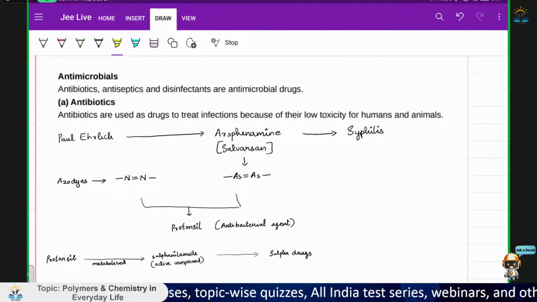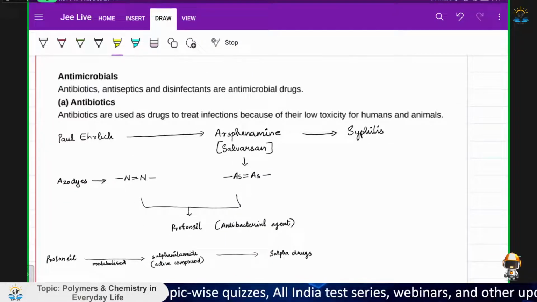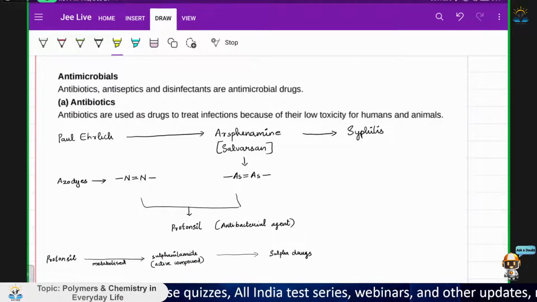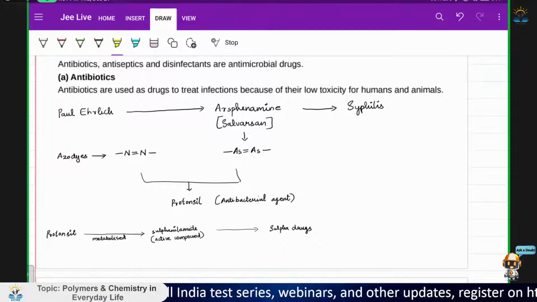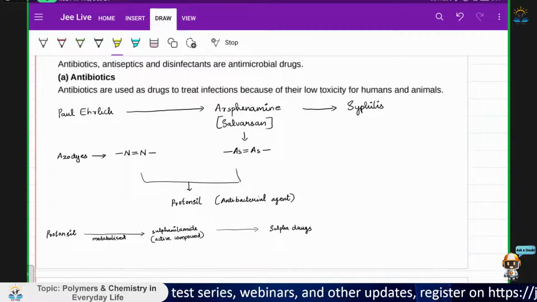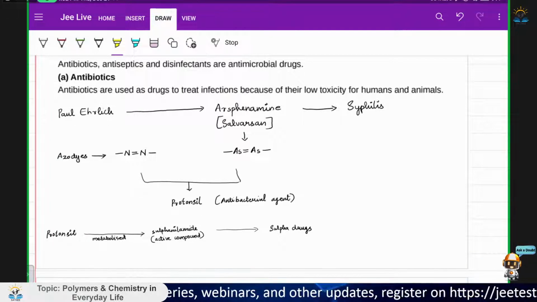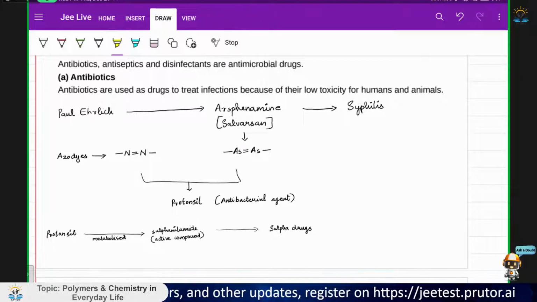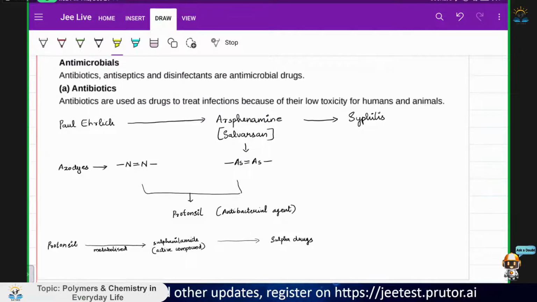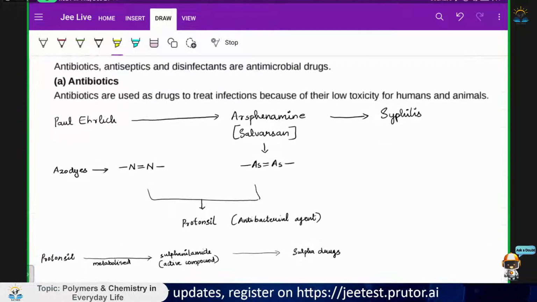Now, antimicrobials. We need to learn about antibiotics, antiseptics, and disinfectants. So what are antibiotics? Antibiotics are used as drugs to treat infections because of their low toxicity for humans and animals. So they are toxic for both humans and the pathogen. Pathogen means the disease-causing organism, but they are more harmful for the pathogen. That's why we are using them.